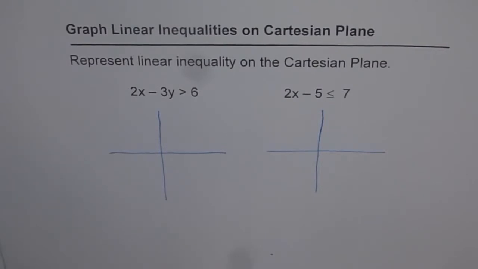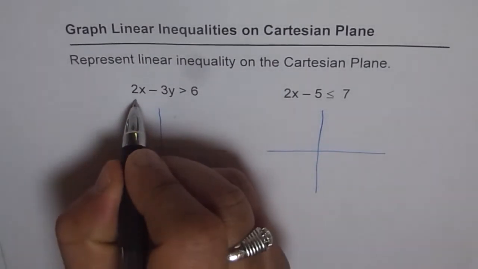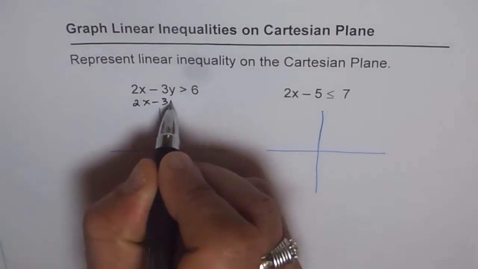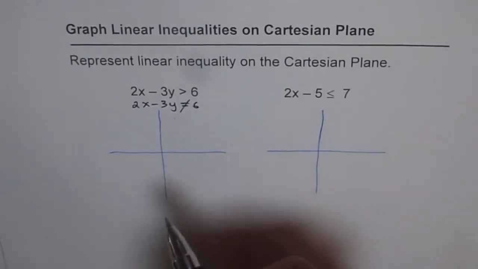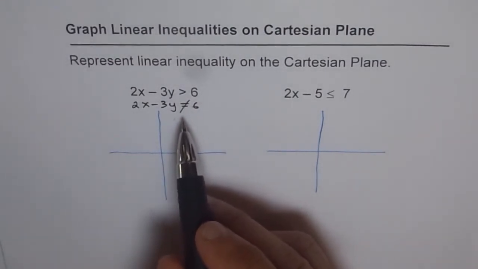Now, we have the line 2x minus 3y equals 0. Oh, sorry. We have a line 2x minus 3y equals 6. But what we want is 2x minus 3y greater than 6, not equal to 6. That is what we want, right? So it really means that we don't want 2x minus 3y equal to 6. That we don't want, right? But it helps to start somewhere, right?